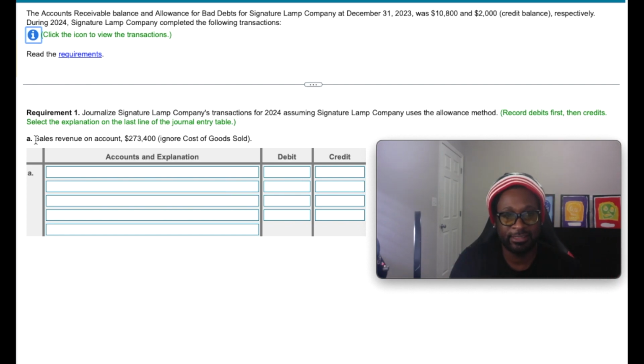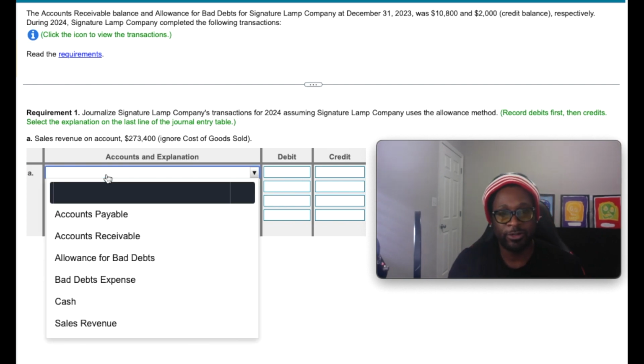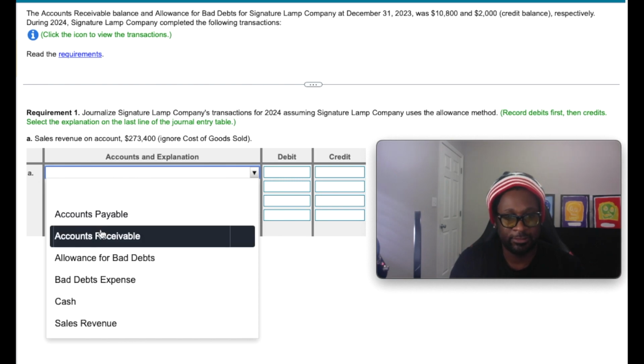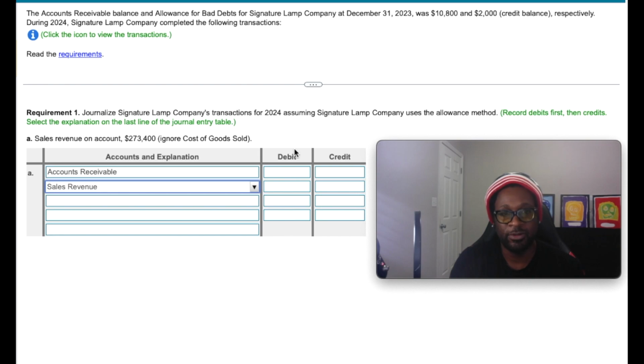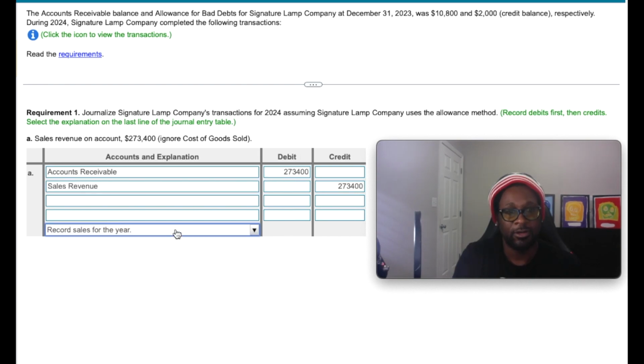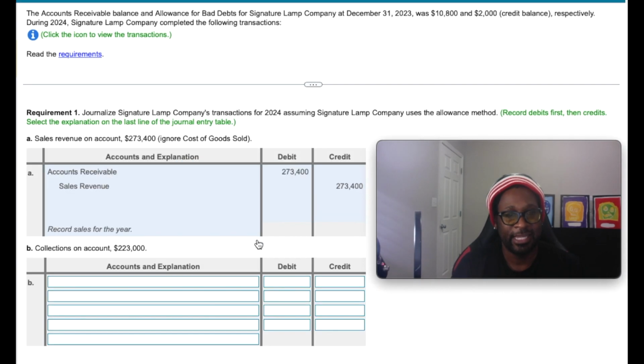It tells us that sales revenue on account was $273,400, and they want us to ignore recording cost of goods sold. So, easy breezy gang, we're going to debit accounts receivable and credit sales revenue for the amount. We're going to check the answer. Good job, gang. Next, they want us to record our collections on the account.